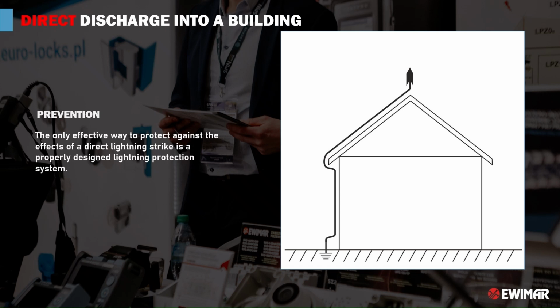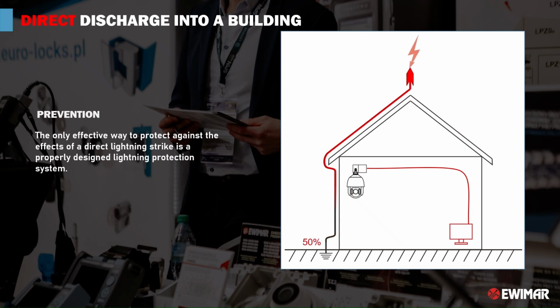The only way to eliminate the effects of a direct lightning strike into a building is to use a properly designed and constructed lightning protection system. The conductors of this system provide a path for the lightning current to flow to the ground, limiting the flow through the building structure. This reduces the risk of fire, but does not eliminate the risk of damage to equipment located outside or inside the building, as the amount of energy discharged to the ground by the lightning rod is approximately 50% of the total energy of the lightning strike.